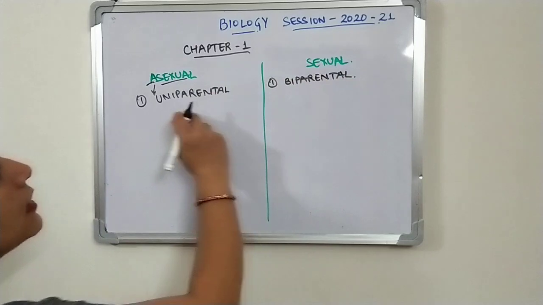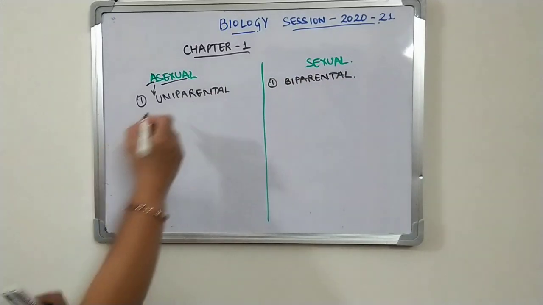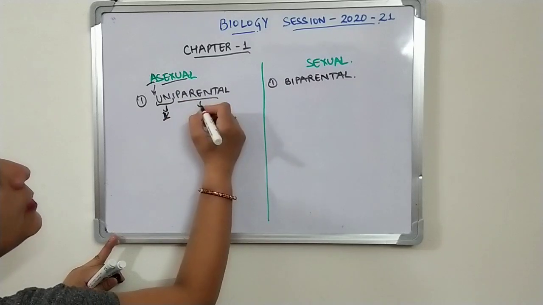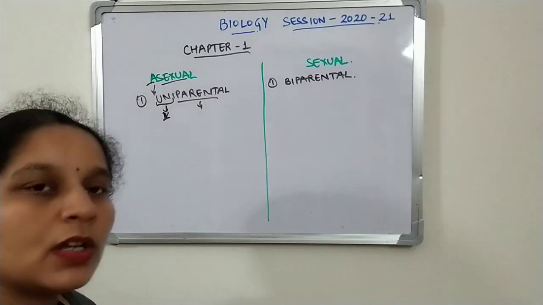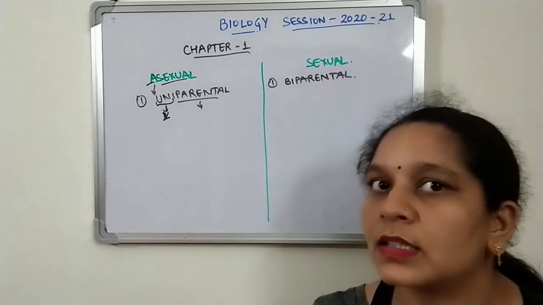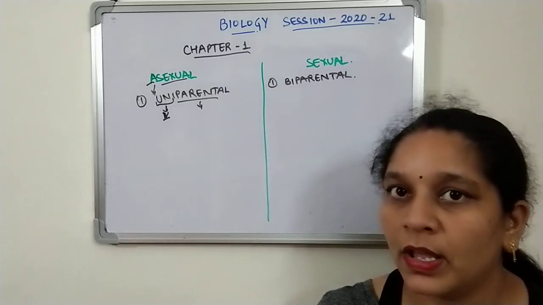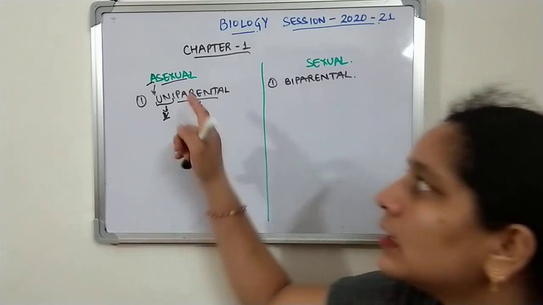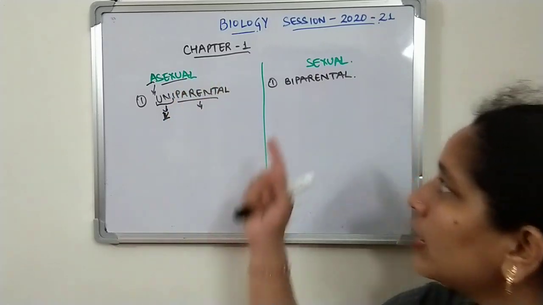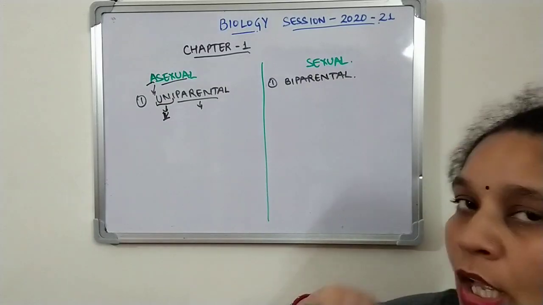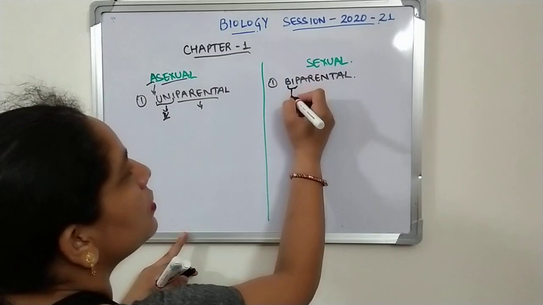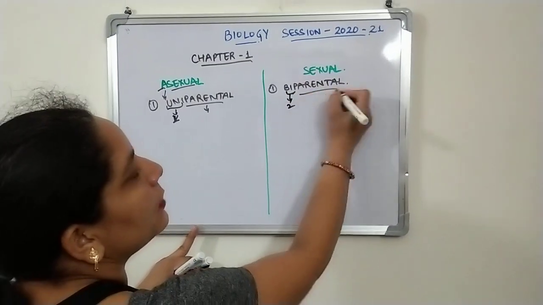What do you mean by the term uniparental? Uni means one and parental means parent. When the offspring or progeny is formed from a single parent, it is known as uniparental, or we can say that in asexual reproduction only a single parent is involved, whereas in sexual reproduction two parents are involved. Bi means two and parental means parents.